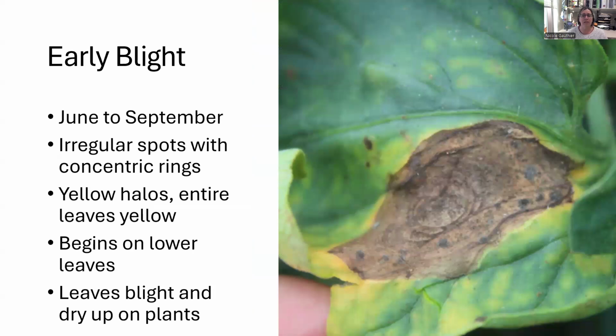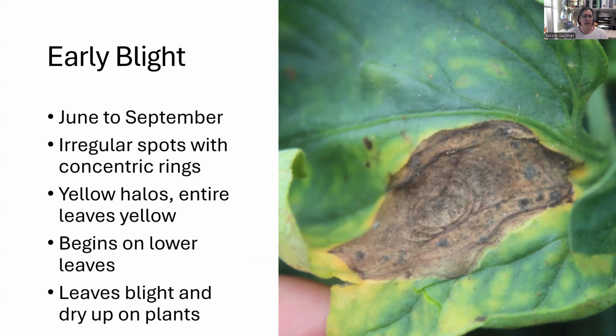So let's start with possibly the most common one, early blight. Early blight disease is a fungal disease, and it can appear as early as June. It's usually July or August before we see early blight, and it can extend into September. Early blight begins as irregular spots and concentric rings will develop. And you see right in the middle of that lesion, it's just kind of a blotch, and you'll see that concentric kind of target spot or bullseye shape rings in the center. That's indicative of early blight.